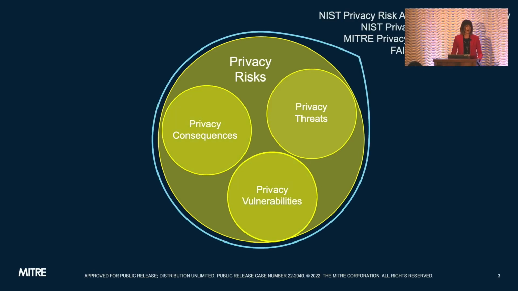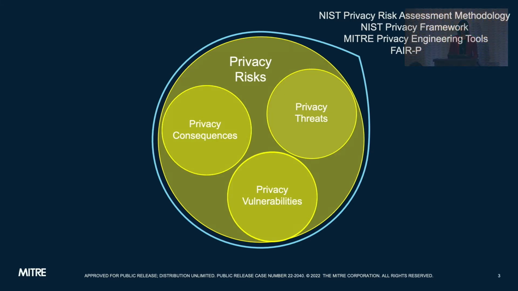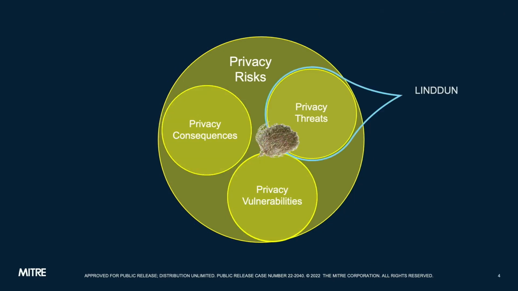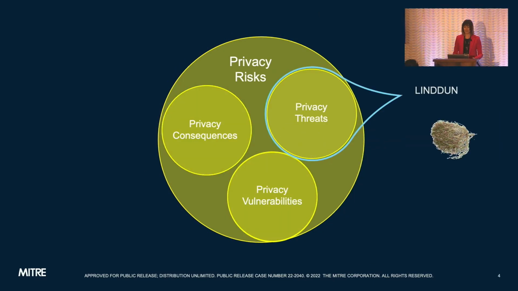And when you want to model and manage your privacy risk, there are a number of privacy risk models to choose from. There are also models for privacy consequences and for privacy vulnerabilities, many of them from the National Institute of Standards and Technology, NIST, but many of them also academic: Solove's taxonomy, Calo's objective and subjective harms. But when it comes to privacy threats, there's only one model actually advertised as a privacy threat model. The LINDDUN model was presented at PEPR last year, actually.